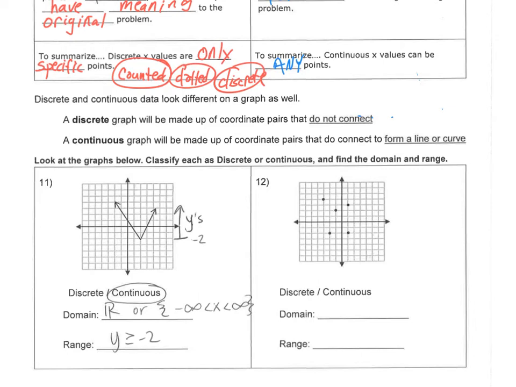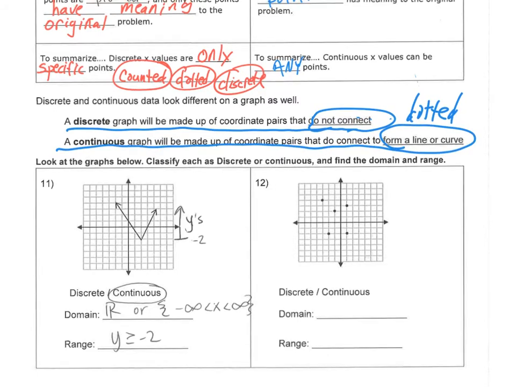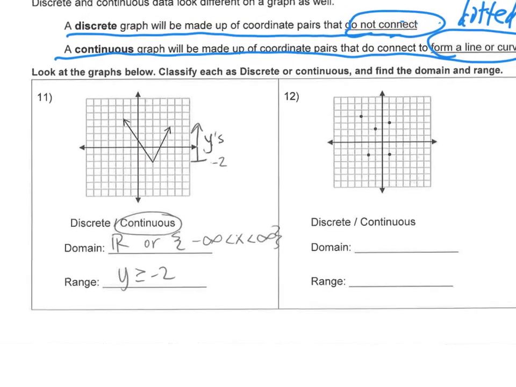A discrete graph will be made up of points that are not connected. In other words, a discrete graph, you can think of it as dotted. Although dotted isn't mathematically correct, it's going to be a bunch of points. Whereas a continuous graph will form a line or a curve. Okay? So let's take a look at number 11. We want to first look at the graphs and decide if it's discrete or continuous, and then we want to find the domain or the range.